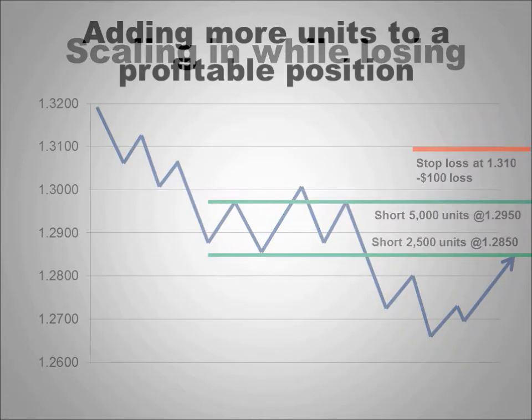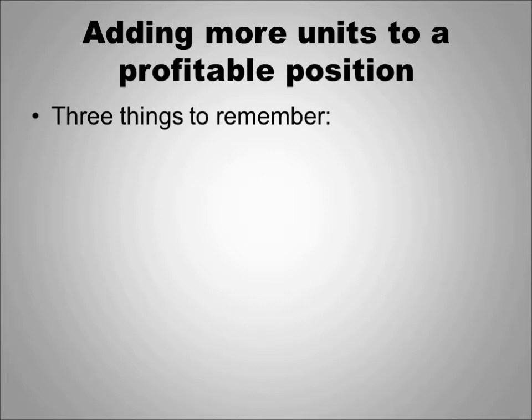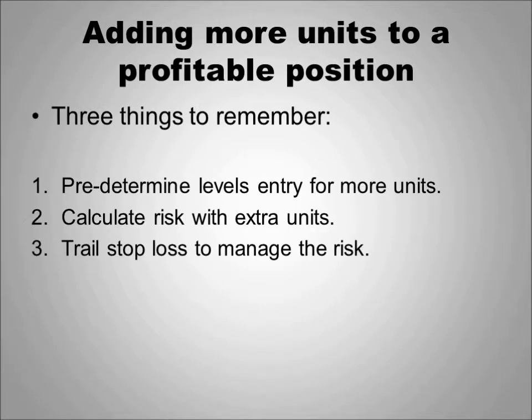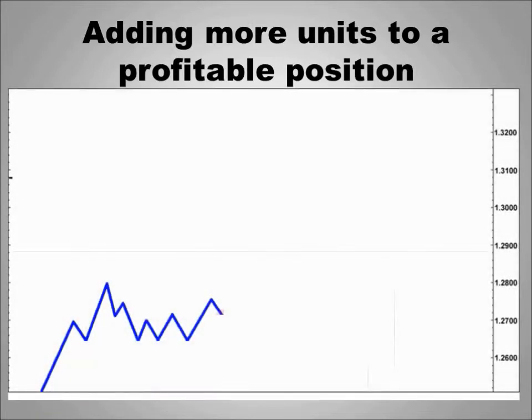Okay, so let's talk about adding more units to a profitable position. So here's what we need to remember. We need to keep in mind the predetermined levels, and also we need to figure out how much we're risking. Are we going above our limit or below our limit? Because we don't want to go above our limit. And also don't forget to trail stop losses. Move that stop loss level up so we lock in those profits.